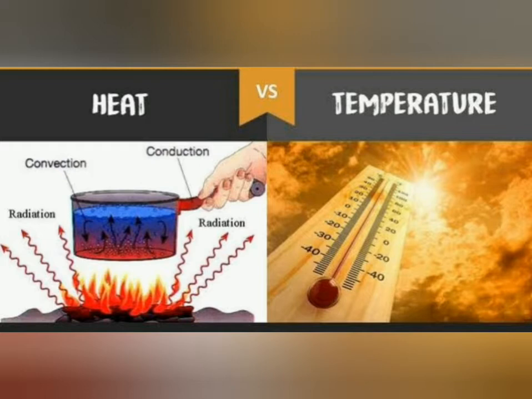The basic difference between these two quantities is that heat is the form of energy that transfers from hot body to cold body. Its unit is joule, while the temperature is the degree of hotness and coldness of a body or a place. The unit of temperature is degree Celsius or degree Fahrenheit or Kelvin. Let us learn in detail.